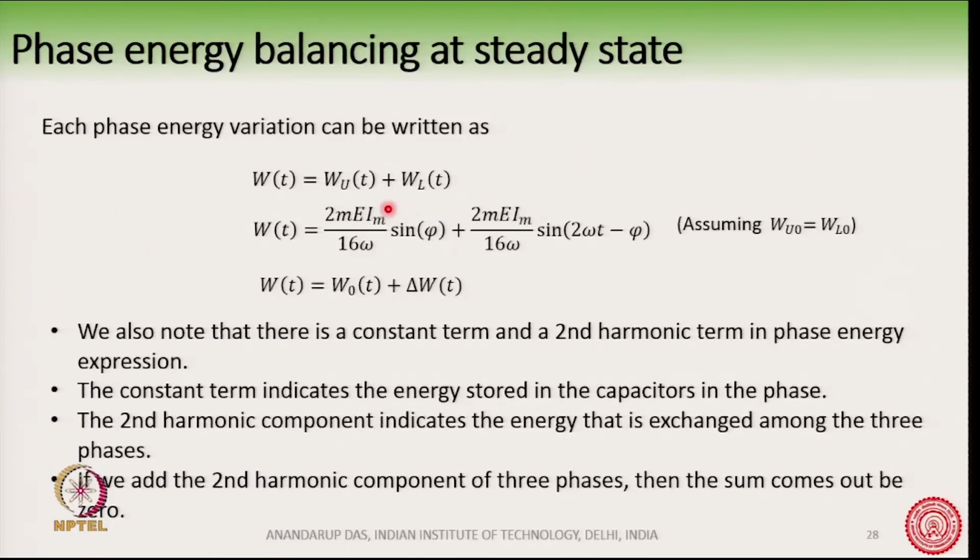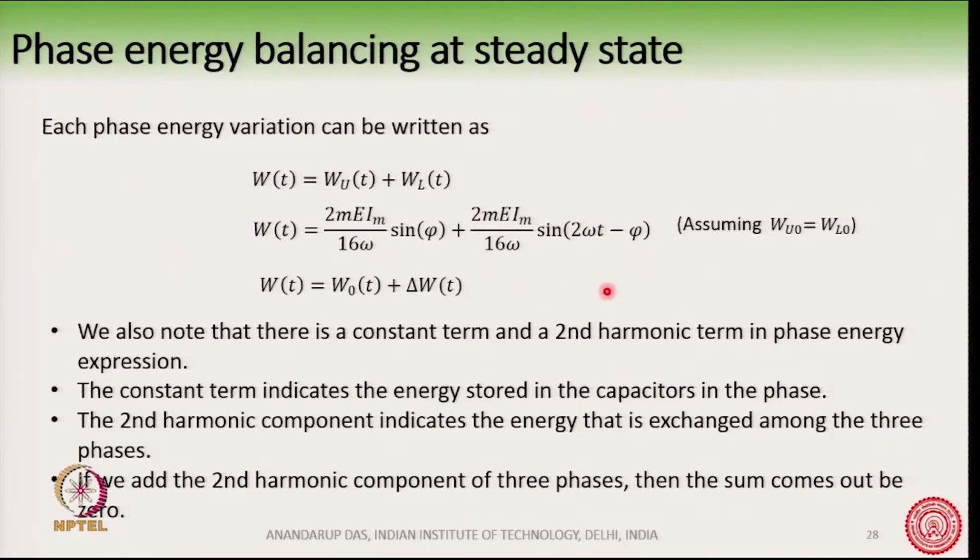Okay. Now, what about the second harmonic term? The second harmonic term indicates that there is a second harmonic term for each phase. So, phase A has a second harmonic term, phase B has a second harmonic term, and phase C has also a second harmonic term. But what is interesting to observe is that this second harmonic component, if you add for the 3 phases. So, this is for say phase A.